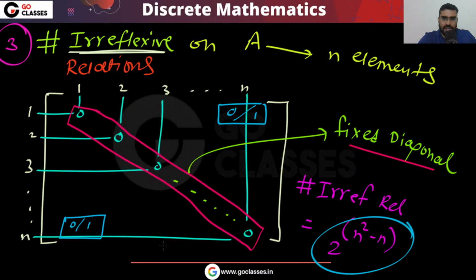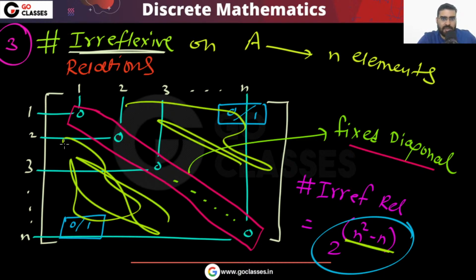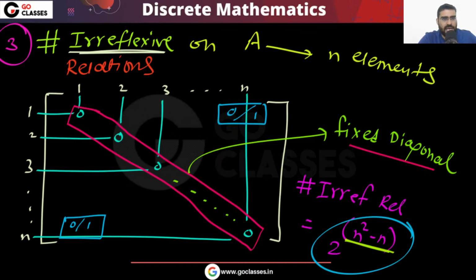Is this clear? Because the main diagonal is fixed, the main diagonal will be 0, 0, 0, 0. How many remaining cells? These are the remaining cells, n square minus n. These remaining cells have two choices each. So the answer will be 2 power n square minus n. This is your number of irreflexive relations.